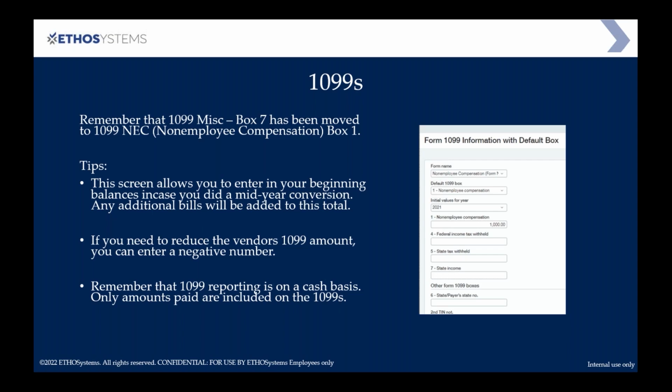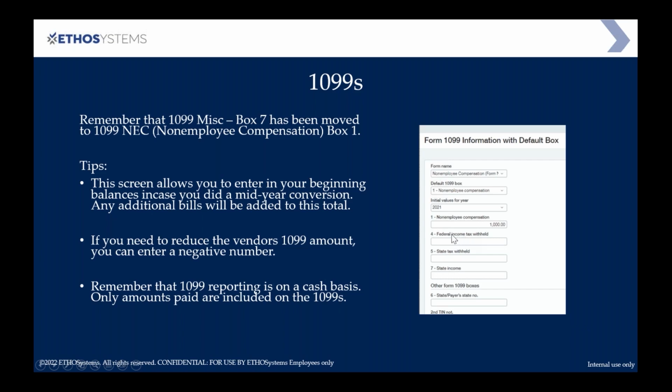When you're going into the form here, this is where you put the default information. You put in the form that they're using, the default box, and then you have the ability to put in their initial values. One thing I always remind people is to make sure you get the right year in here. If you went live in 2022, for example, you might not have all the balances in there if it was a mid-year conversion. So this is where you'll come in, put in 2022, and then put in the balance that the 1099 should be, or the amount that needs to be added at that point. You can also do negative numbers.